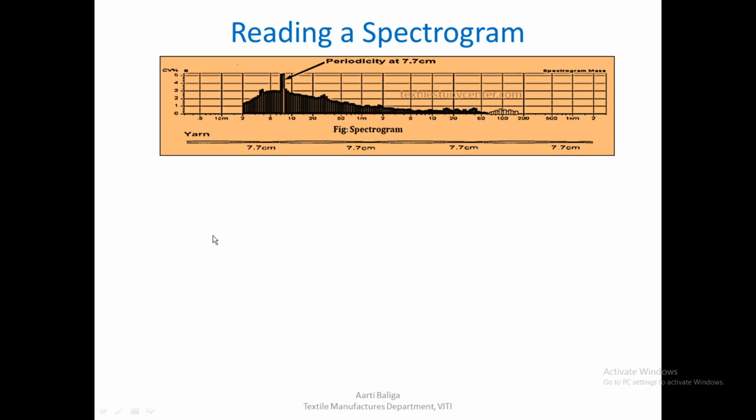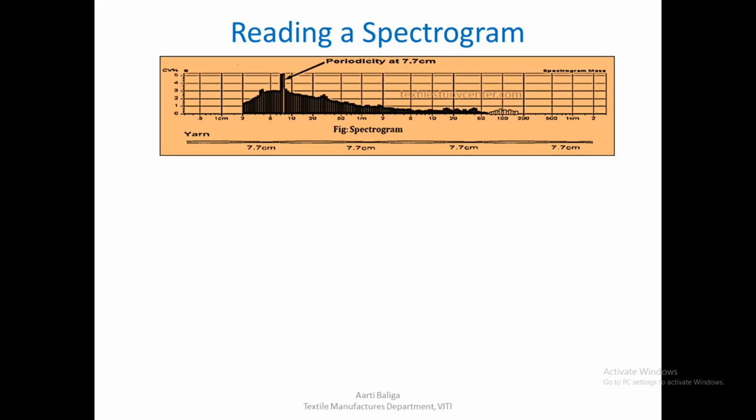Now when you come across a particular graph like this, how do you read or understand it? Like before, you can see one fault which is shown here, and it's at a periodicity of 7.7 centimeters. You can read this from the x-axis over here. You can see it is somewhere in between 5 and 10, and it is around 7.7 centimeters.